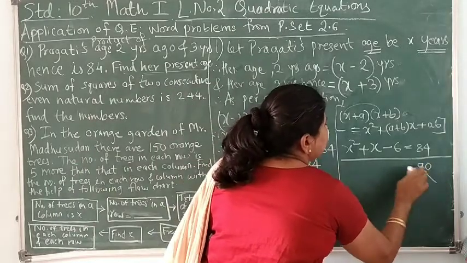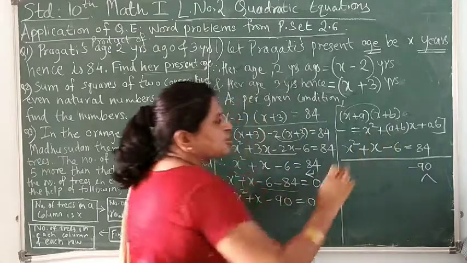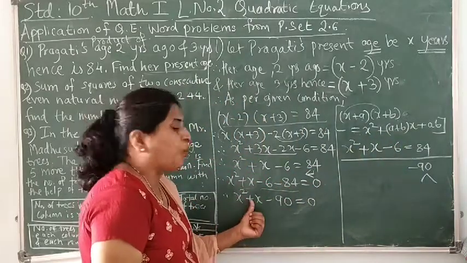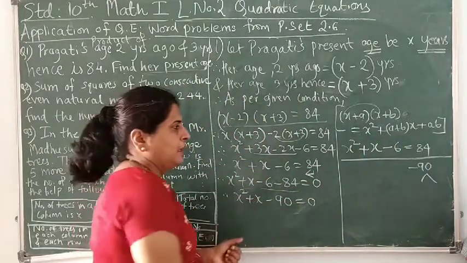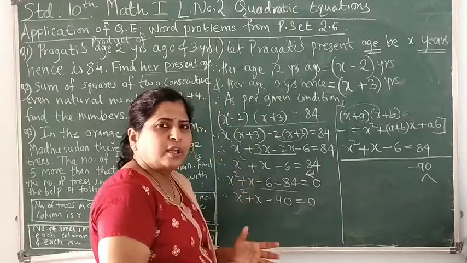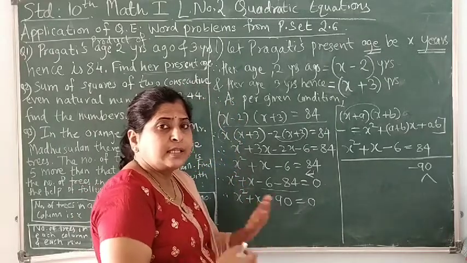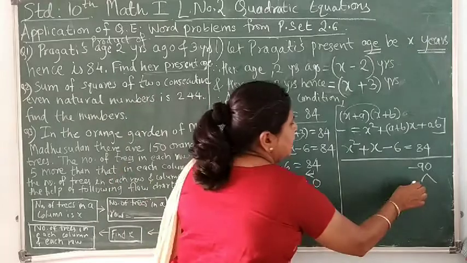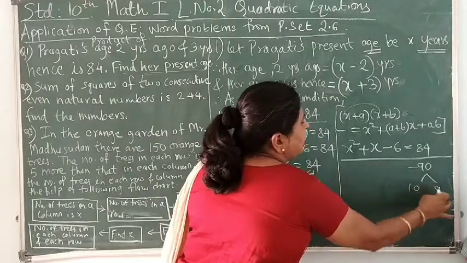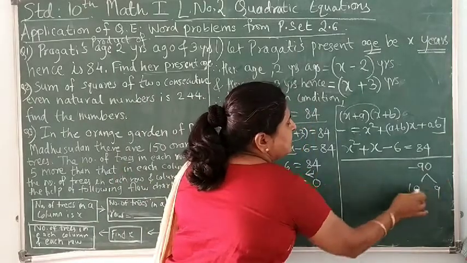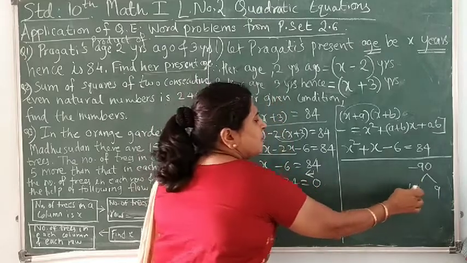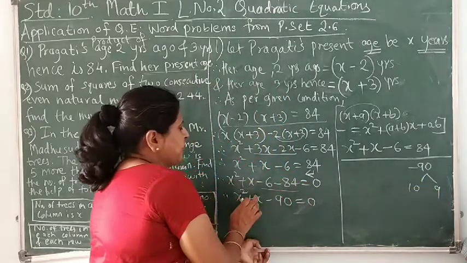How to factorize 90? The subtraction of the factors should be 1, since the coefficient of x is 1. So what are the factors of 90? You can understand easily that 10 nines are 90, 9 tens are 90. So if I write here 10 into 9, which is 90, and the difference, the sign is minus, so minus 10 minus 9 is going to be 1.